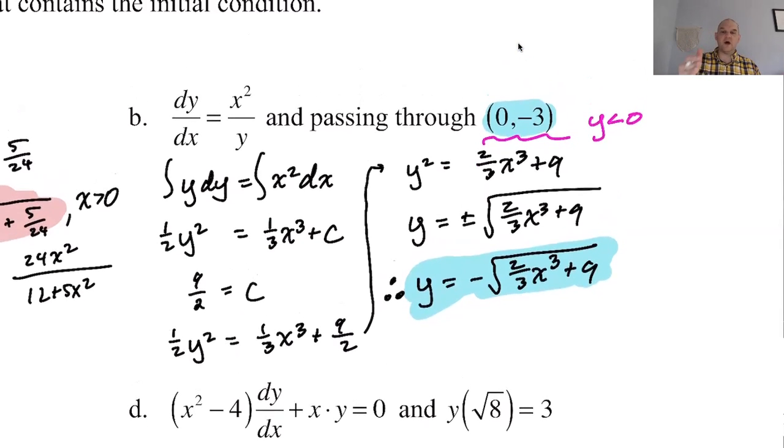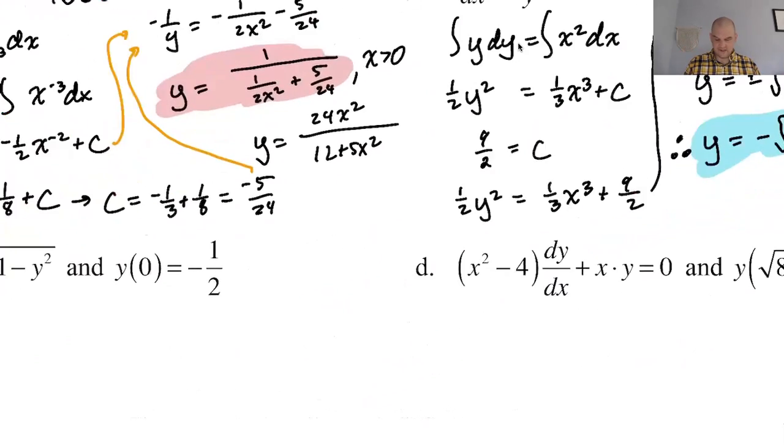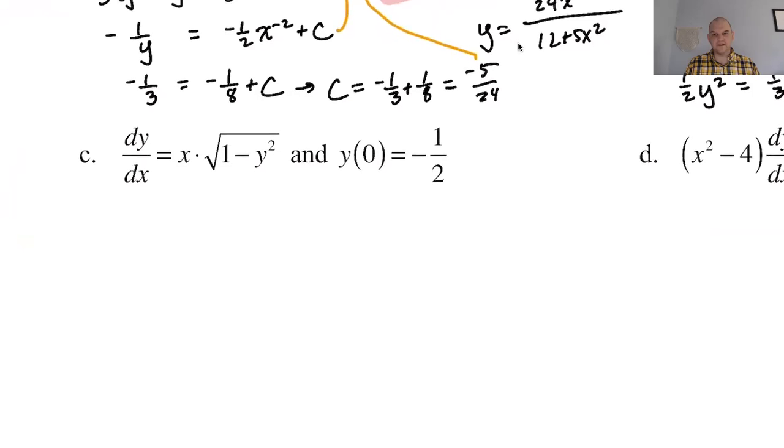I did have to worry about y being less than 0, though. That's a big deal. So when you get that plus or minus, you don't get plus or minus in your final answer. Like, can't happen.